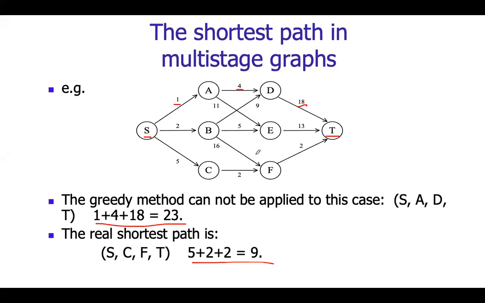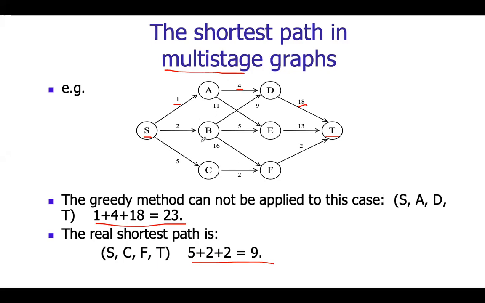Okay, for an undirected graph, it was okay. It used to find the shortest distance. Now that is not the case. Okay, for this multi-stage graph, we have to find a way to find the shortest distance from S to T.